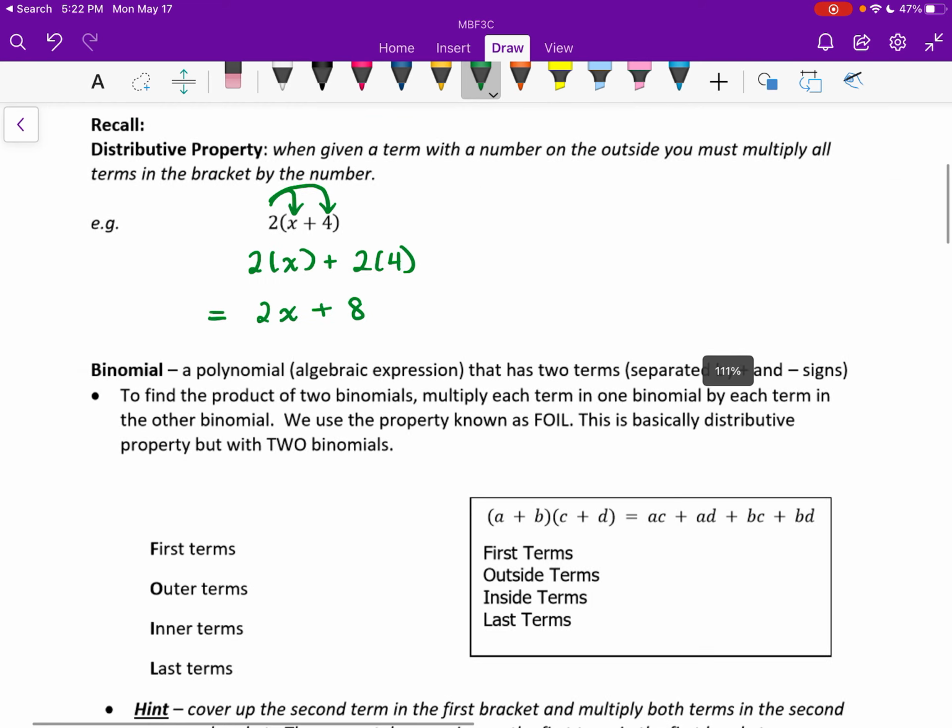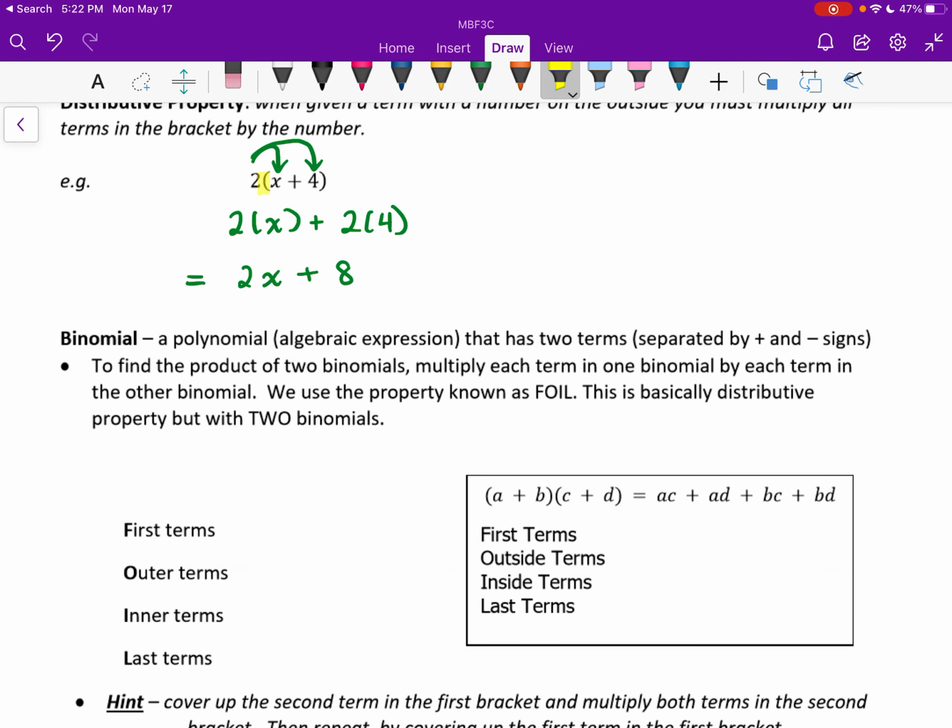A binomial is what's on the inside here, right? A binomial is a polynomial, an algebraic expression that has 2 terms that are separated by a plus or a minus, right? So you have 2 terms, x and 4, and they're separated by this plus sign in the middle. So that's how you know that's a binomial, right?